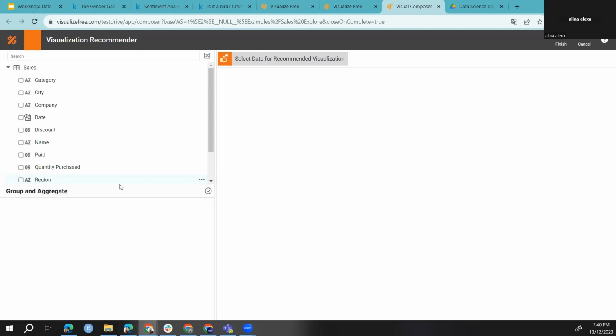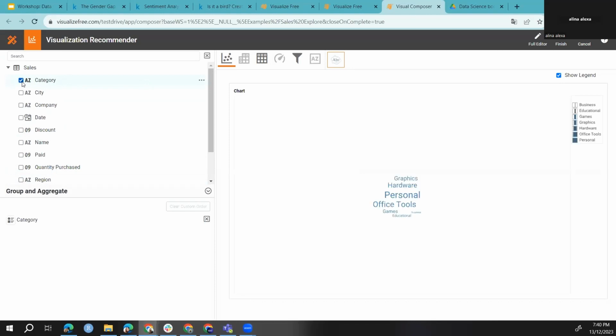Good. So here we don't see anything, right? Nothing. To be able to see things here, you gotta select the data from the left. So let's say I choose category. Oh, okay, it's giving me a word cloud. So this means it's category for what? Graphics, hardware, office, tools. Okay, all right.